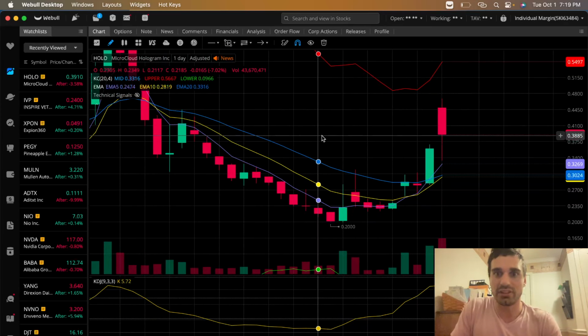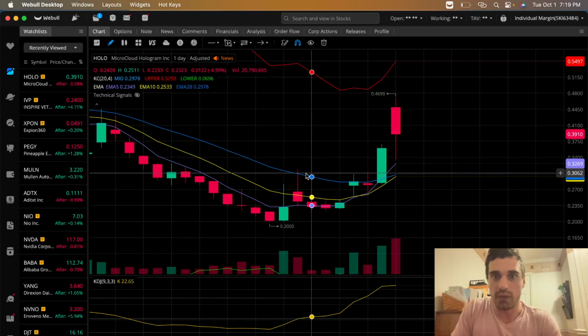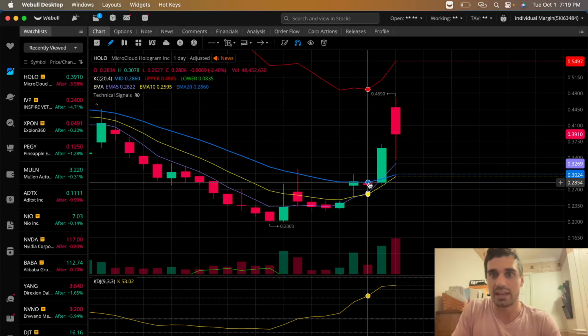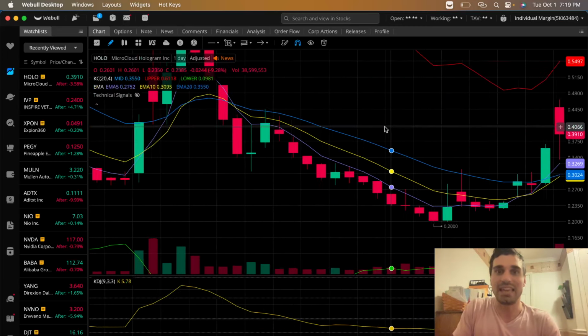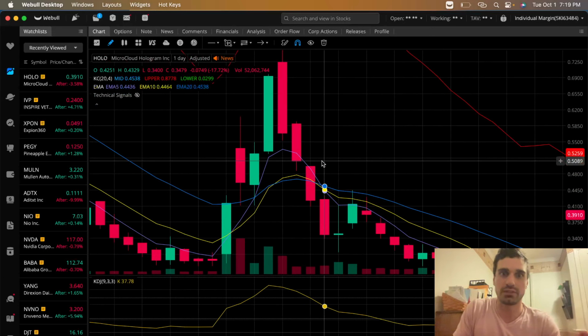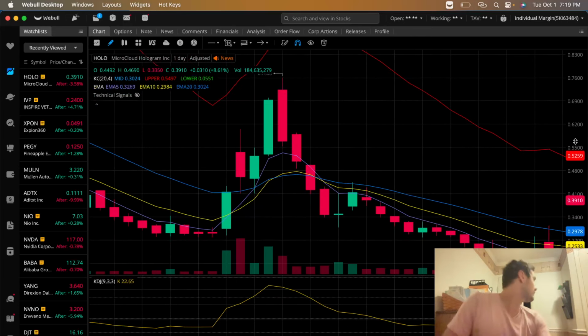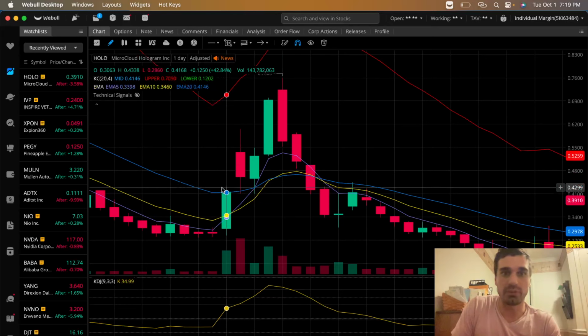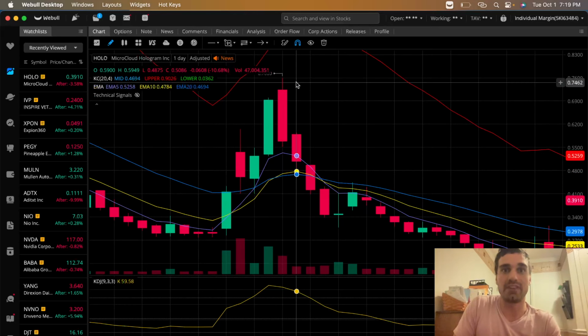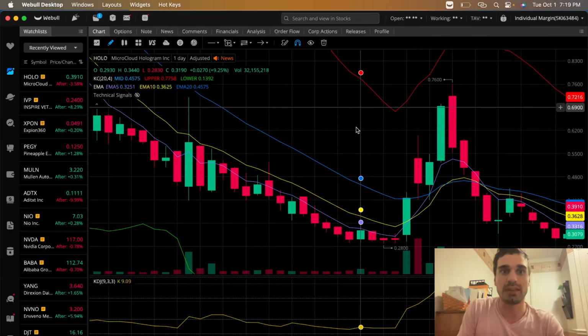So as you can see, we touched this EMA 20. We tried to touch it again here, touch it again here, and then we finally went above it. Is this going to be different from this scenario here? We will have to see. This EMA 20 was hit here and we went way above it, but as you can see, we went tumbling back down. So do keep that in mind.